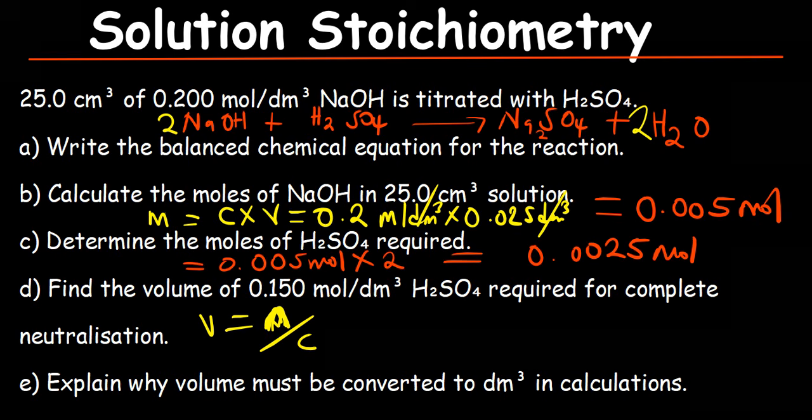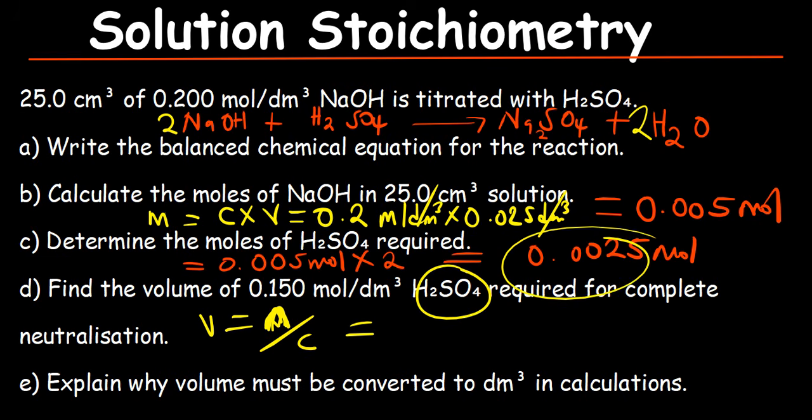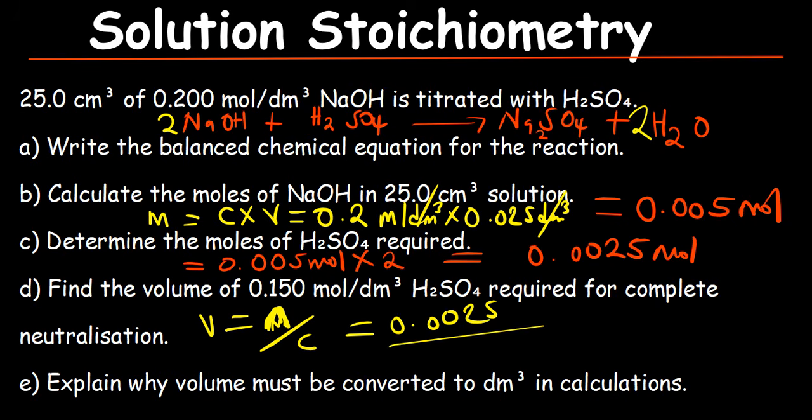What is the number of moles that we have? Mind you, we're talking about sulfuric acid. We've already found the moles of sulfuric acid from the previous question. So if this is wrong, everything will be wrong. So here we have 0.0025. That's why we need to be very careful when you're solving these questions.